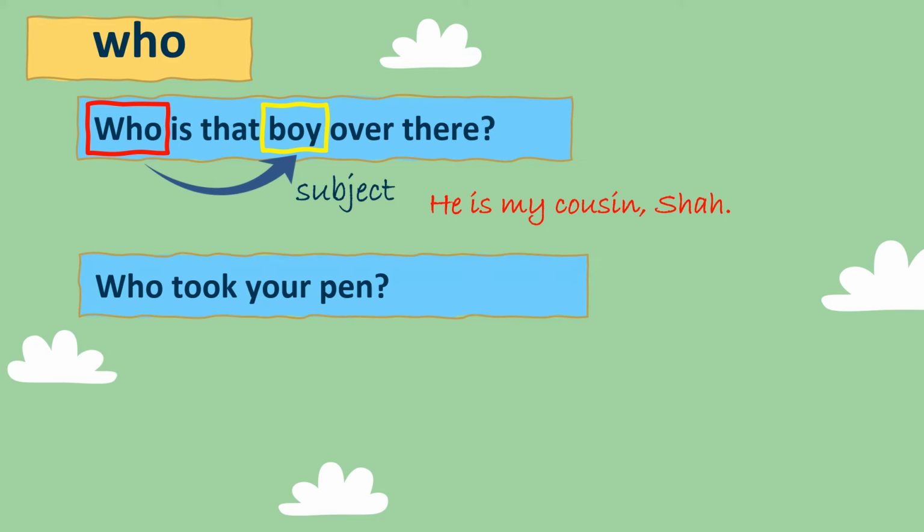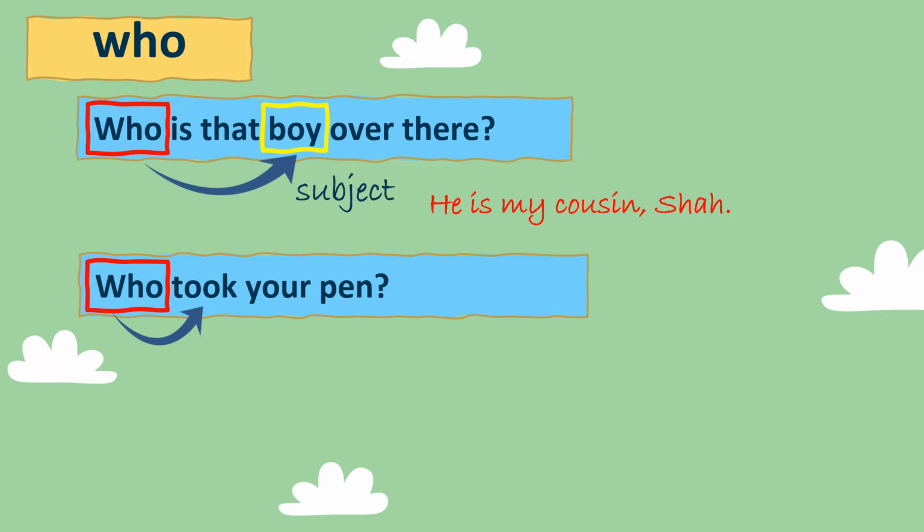Alright, so look at the second example. Who took your pen? So here it's not clear what is the subject because dia tak ada noun kat situ macam tadi ke atas tu dia ada that boy kan. Kat sini tak ada pula orang dia. So you're not really sure. So how do you know it's asking about the subject? It's because who is referring to the person who is doing the verb. The verb over there in the question is took.